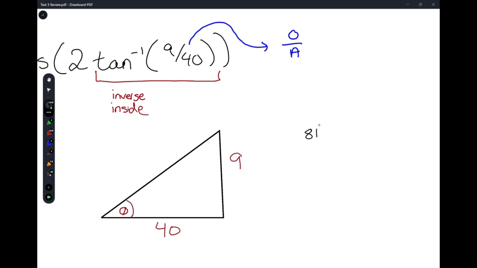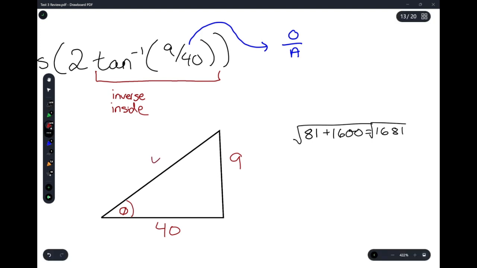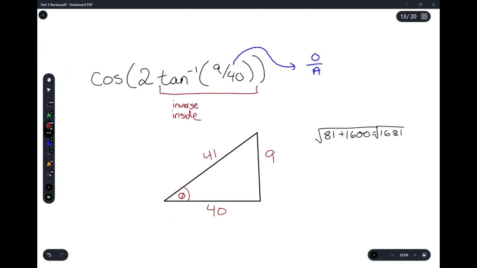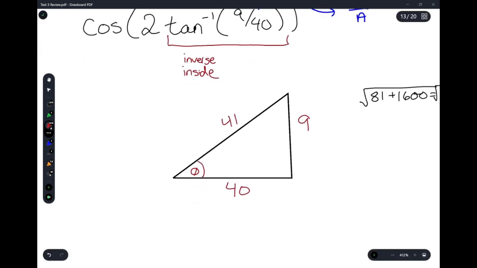So 81 squared plus 40, what? No. 81 plus 1600 is 1681. So what's the square root of 1681? I think everybody knows that. It's 41? That's on our memorized facts, right? No, I'm just kidding. I typed it this morning. I don't know that either. Wait, why would we get that? Okay, here we are.